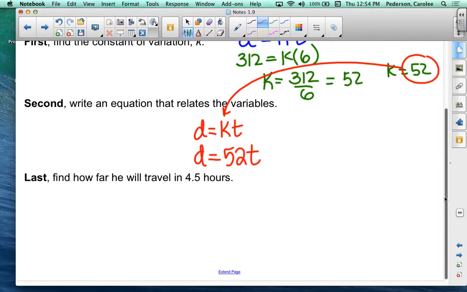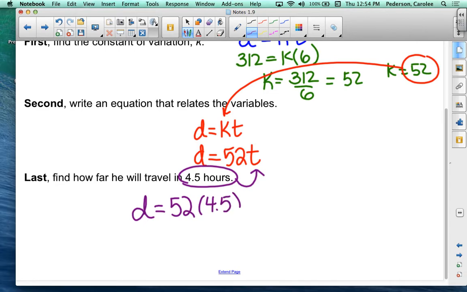Now we want to answer a question that relates to this. How far will we travel if we go for 4.5 hours? So that's our time. It's going to pop into here, and we're going to be able to solve it for d. So d equals 52 times 4.5 hours. So we take 52 times 4.5. d equals 234. And since we're having units, it is miles.